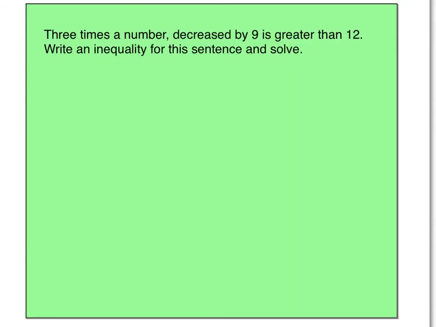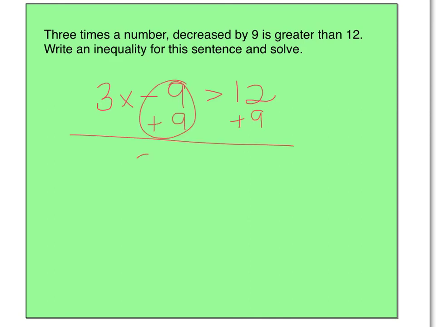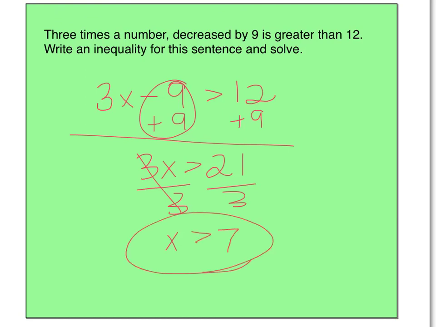3 times a number, 3x, decreased by 9, so decreased by 9 is greater than 12. There's our inequality. Now we're going to solve. Add 9 to each side. 3x is greater than 21. Divide by 3, and x is greater than 7.